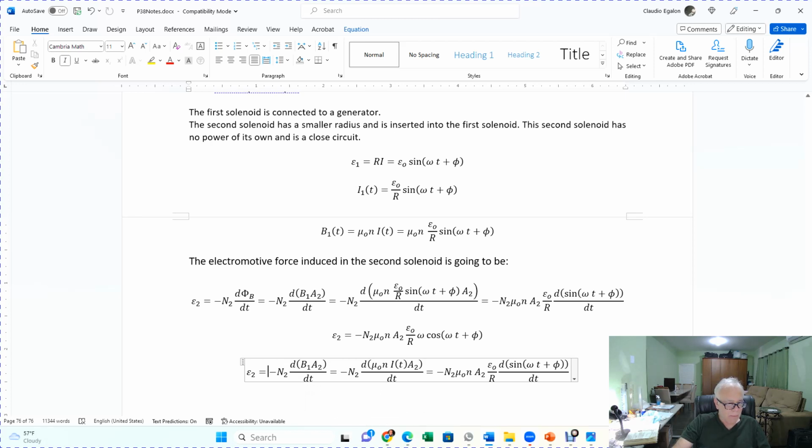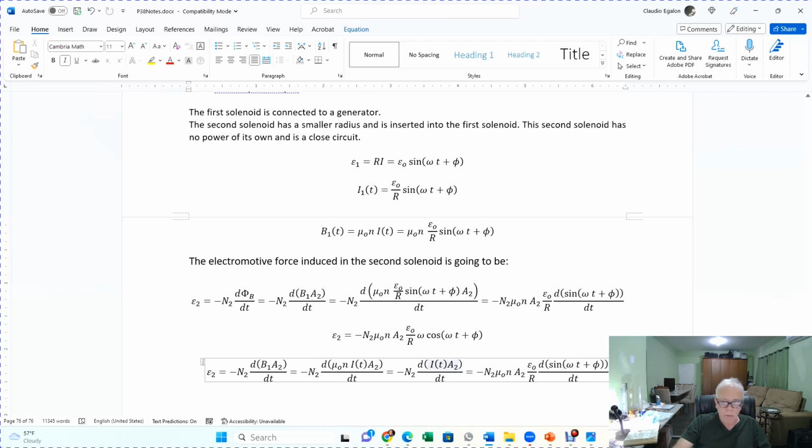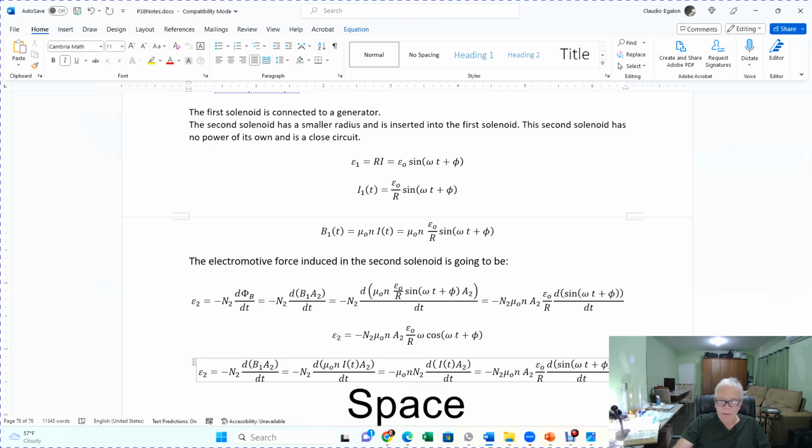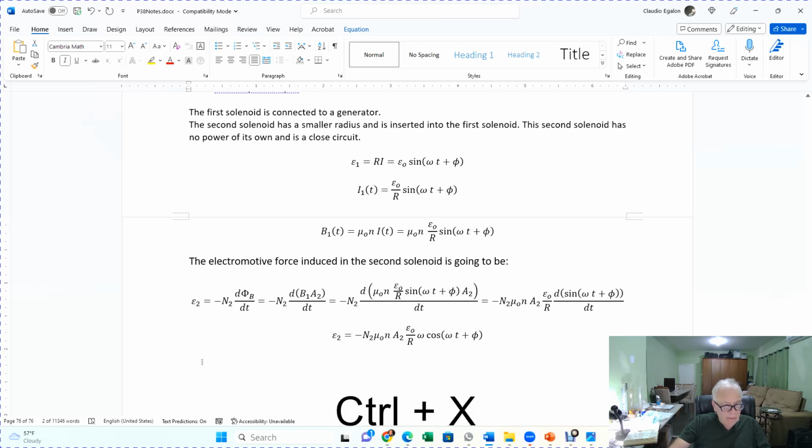Just like before, we are going to take out everything that's constant from inside the derivative. The area is going to be taken out as well. And we are going to be left with this derivative that you see here.